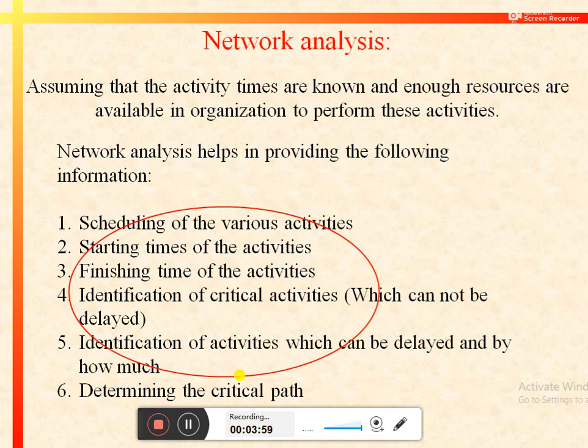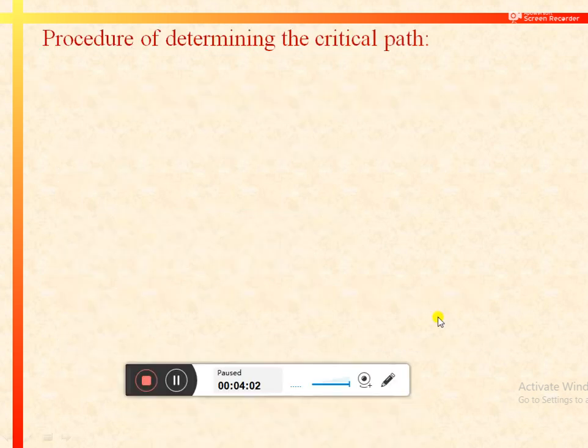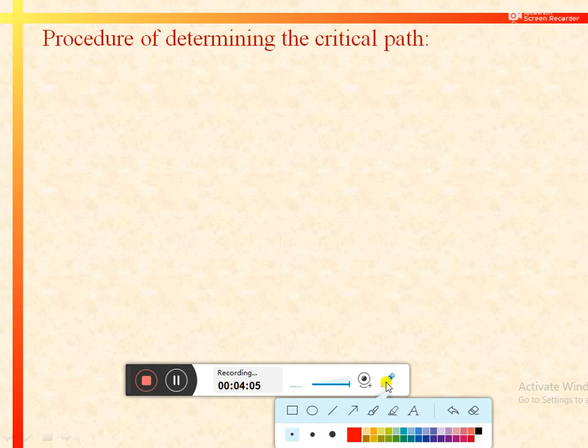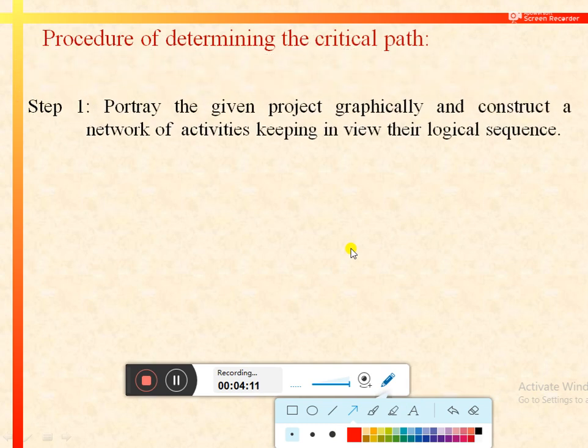We would discuss critical path in the following slides. But before that, we would discuss the procedure of determining the critical path. In step 1, we need to portray or draw different activities of a project in a graphical form, or we need to construct a network of activities by keeping in view their logical sequence or their technological order.